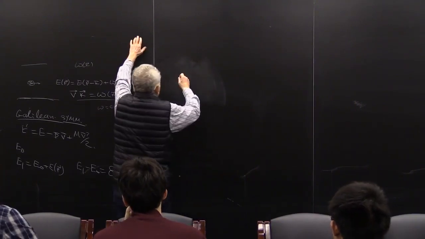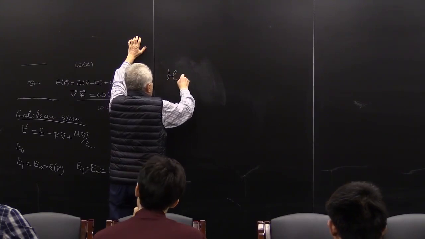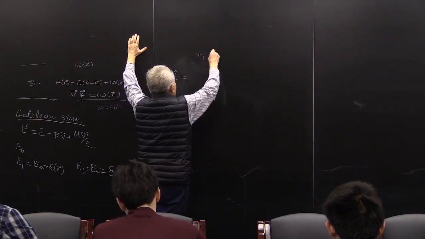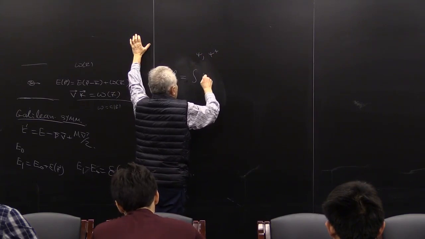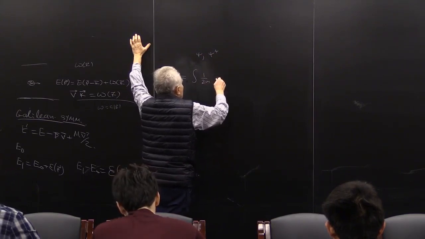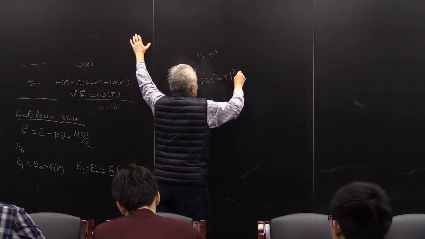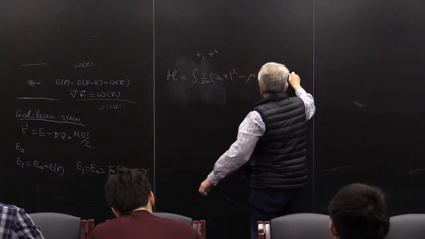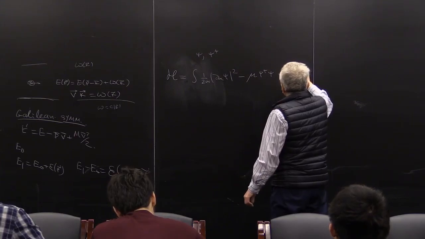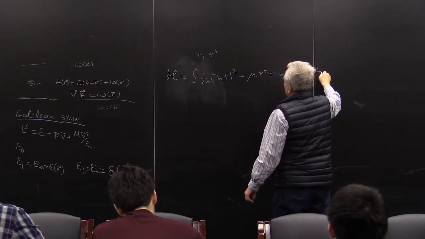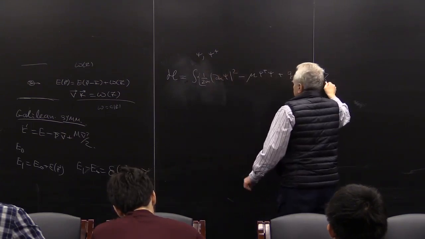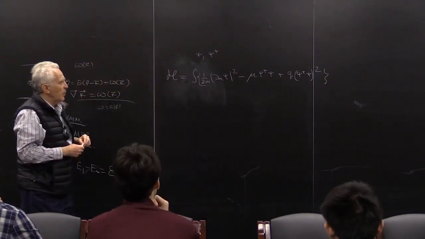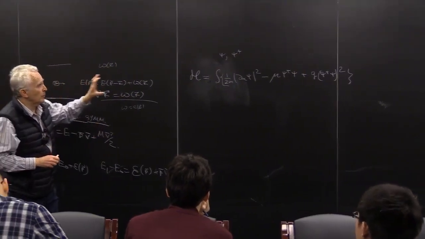Let's look at the Bose gas, the Hamiltonian for the Bose gas in second quantization. We have second quantization operators, and we have something like 1 over 2m, d alpha psi squared, minus mu psi dagger psi, that's the chemical potential, plus some interaction. It doesn't really concern me what it is precisely. Roughly speaking, it's something like that. And that describes the superfluid at rest.